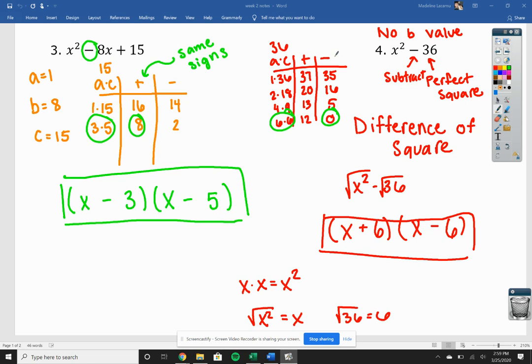There we have it there. Subtraction means different signs. So either way, if you don't remember this trick, you can go ahead and do the chart. If you do know the trick, use the trick. You just have to take the square root of both of them.